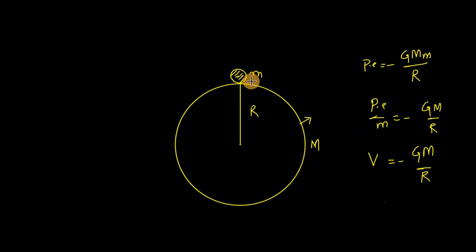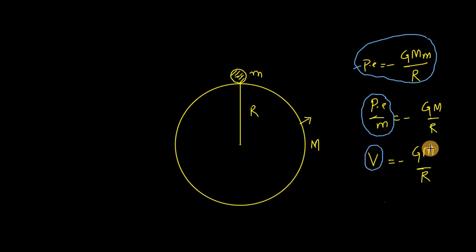Now if this small m is at the surface of capital M, then what is the potential energy of this small m due to this capital M? This one. Again, divide both sides by small m, we obtain this one, and this potential energy per unit mass is known as gravitational potential. So this shows the gravitational potential of this capital M. If this capital M is equal to mass of the earth and this m is mass of any object, then gravitational potential of earth at this point P at which small m is placed, V equal to minus G M divided by R.